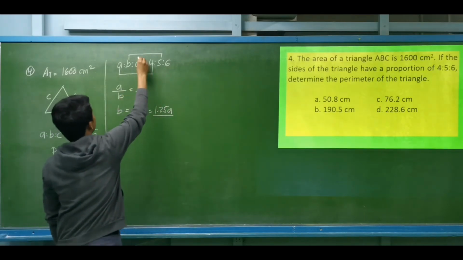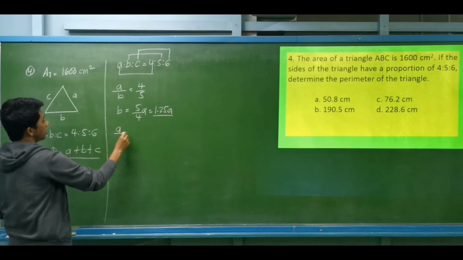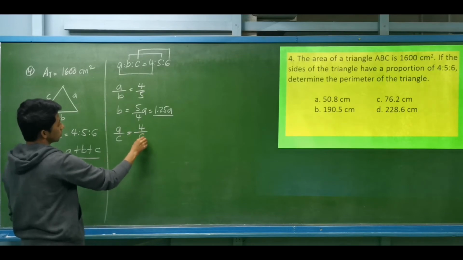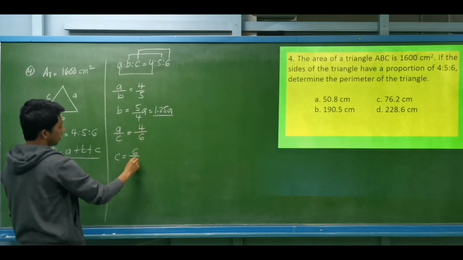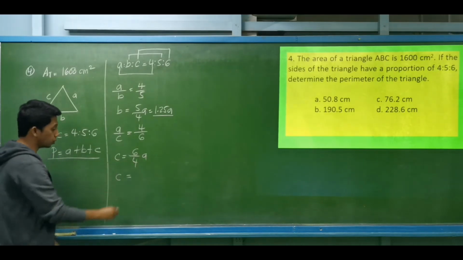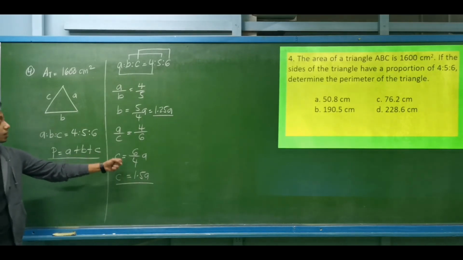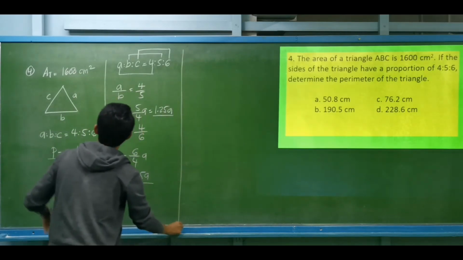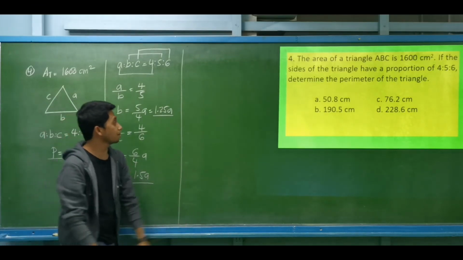Then paano naman yung kay C? Ang equivalent ni C is dun sa 6. So we have, this is A is to C. A is equivalent to 4 while C is equivalent to 6. So we have the equivalent of C in terms of A is the same as 6 over 4 of side A. 6 over 4 is 3 over 2 or the same as 1.5 of A. Ayan. So lahat ng unknowns natin, isa na lang in terms of A. And ang given lang kasi is yung area, tapos sides yung given. So pwede natin gamitin dito supposedly yung Heron's formula.